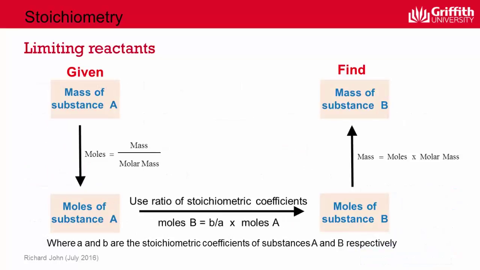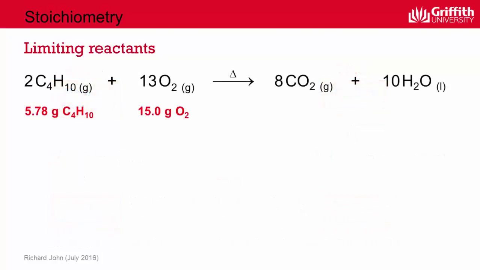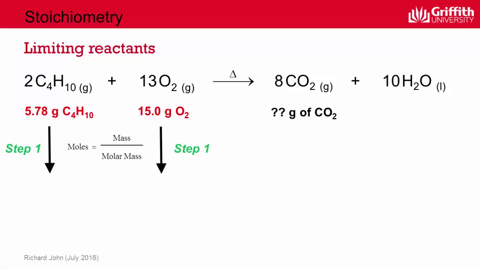You'll recall that in doing these types of stoichiometric calculations, we first have to convert the mass of substances in step 1 to the moles of substances, and then we have to proceed through and work out the moles of your product, and then in step 3 the mass of your product. So we can't look directly at these masses here and work out which one is the limiting reactant straight away. What we first have to do is carry out step 1 for both reactants. So we're going to use our moles equals mass on molar mass equation for both the butane and the oxygen.